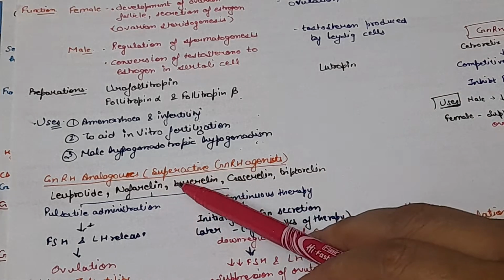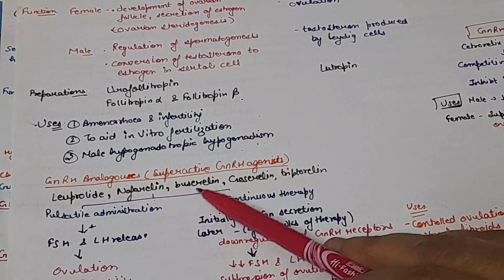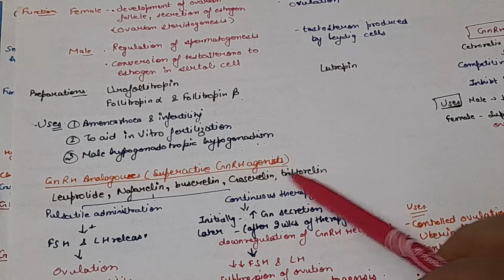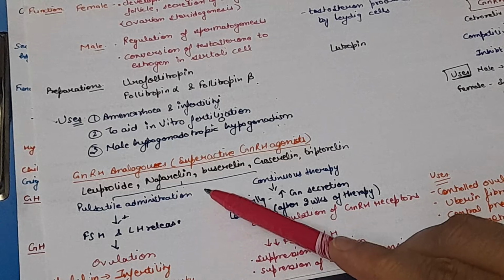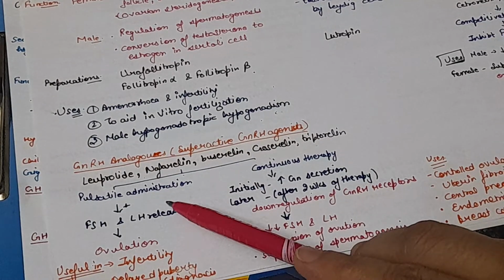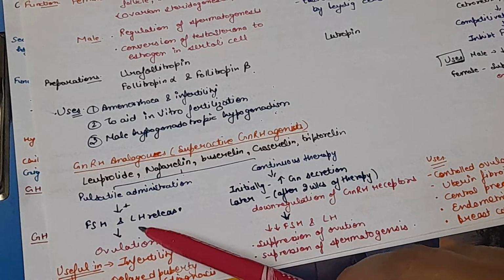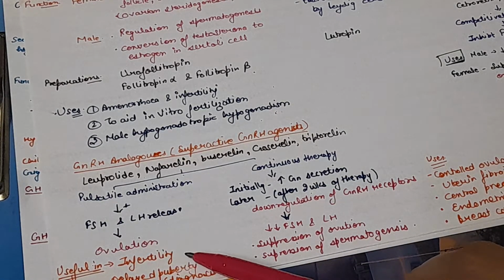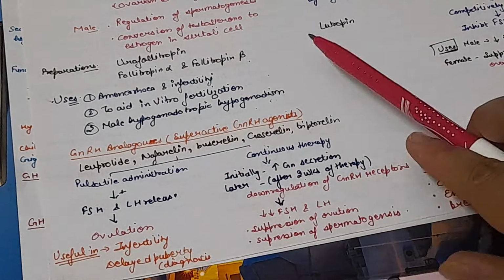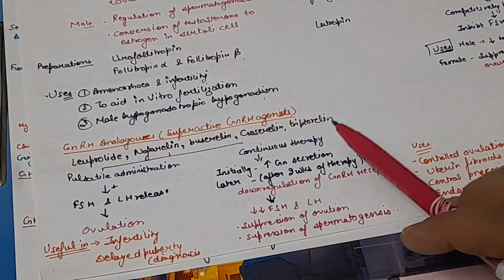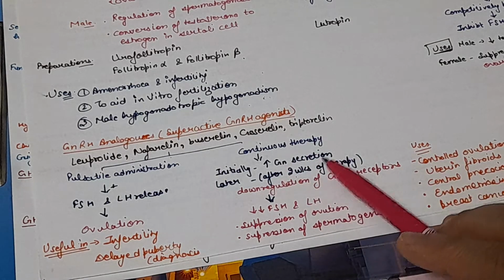So GnRH analogs which are available in the market are leuprolide, nafarelin, buserelin, goserelin, and triptorelin. Nafarelin is also present as a nasal spray. As we discussed, if they are given in a pulsatile manner, they will have a positive feedback on the anterior pituitary and cause release of FSH and LH, which is responsible for ovulation, and it is useful in the treatment of infertility and for the diagnosis of delayed puberty.